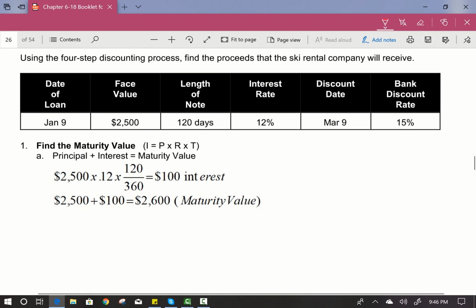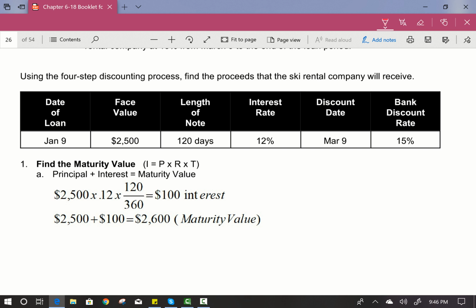So we're going to start with the first step, which is to find the maturity value. So we're going to use the formula originally that we did in Chapter 10. Interest is equal to principal times the rate times the time. So the face value is $2,500 times 12% or 0.12 times the number of days for the length of the loan, 120 days over 360 based upon the banker's method, and that will give us $100 of interest. We'll add the interest to the principal to give us a maturity value of $2,600.